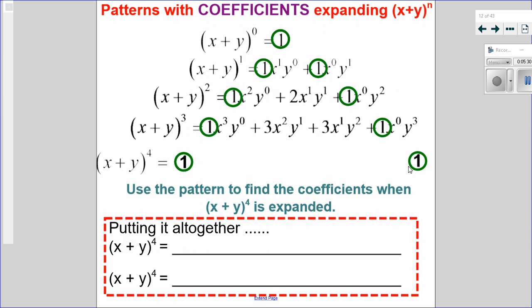Okay, what about the other numbers? So the next time I have another number other than 1 is when I expand it to the exponent of 2. So I have a 2 here, which looks like maybe it might be related to the exponent, but it's actually not related to that. It's related to the numbers above.